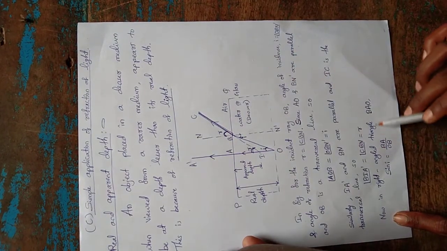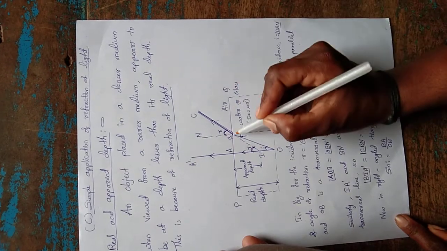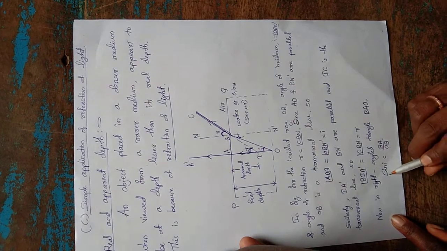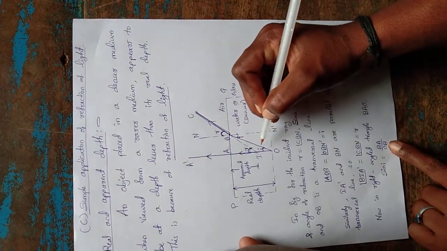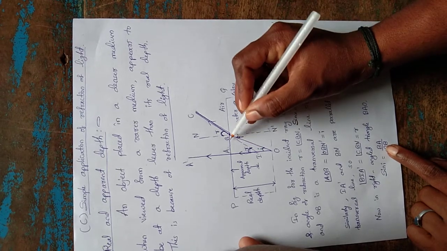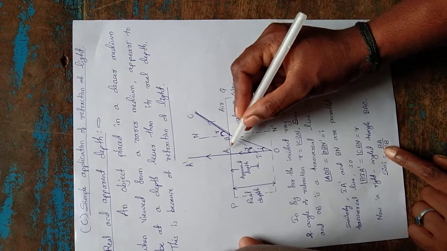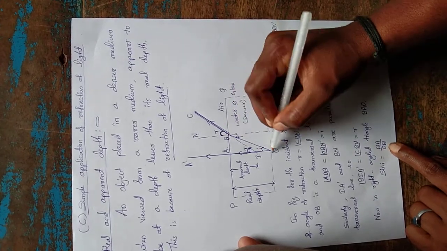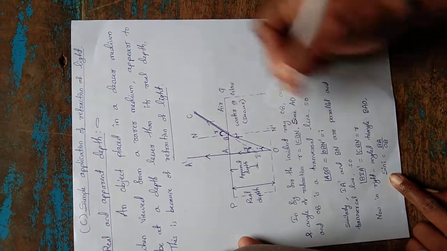Now in right angle triangle BAO, sin I is equal to BA by OB according to the trigonometric formula. Sorry, sin I is equal to base divided by hypotenuse.